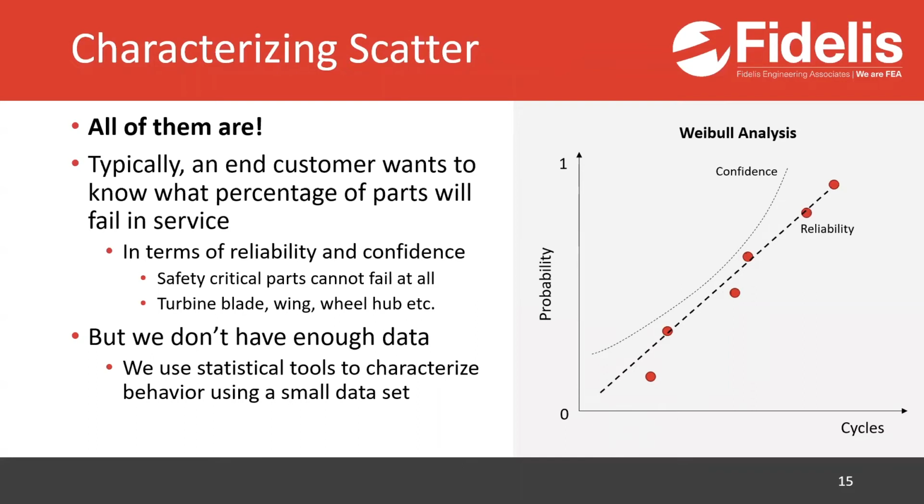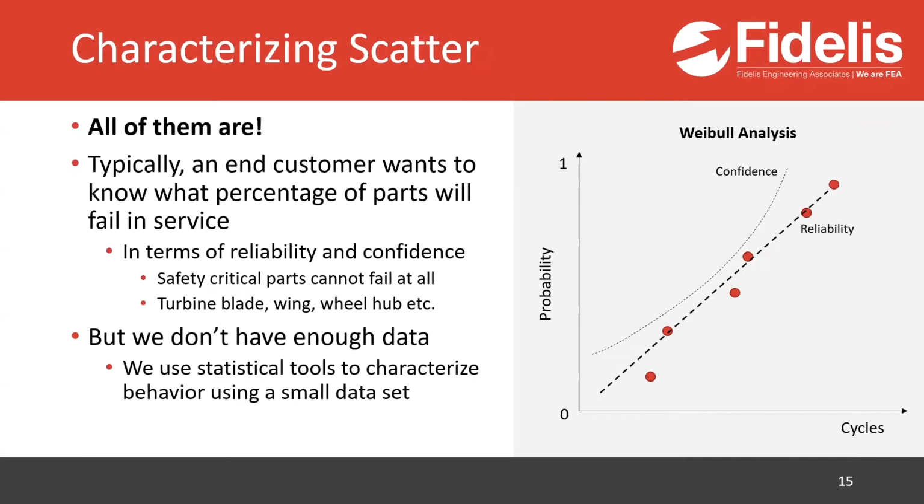Typically, our end customers will want to know what percentage of parts will fail in service. Usually that's in terms of reliability and confidence. Sometimes safety critical parts cannot fail at all. So something like a turbine blade, a wing, a wheel hub, etc., might have a requirement of 1 in 10 million probability of failure. We don't have that much data. We're never, ever going to have that much data. So we use statistical tools to characterize the behavior of a population with a small data set. And so you can see that on the right here, typical Weibull analysis.